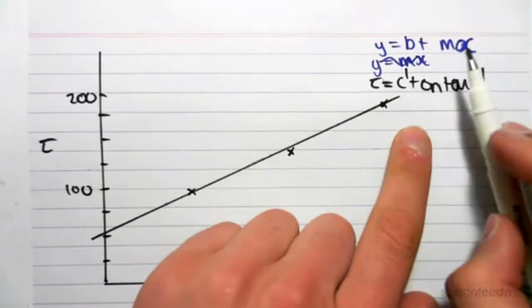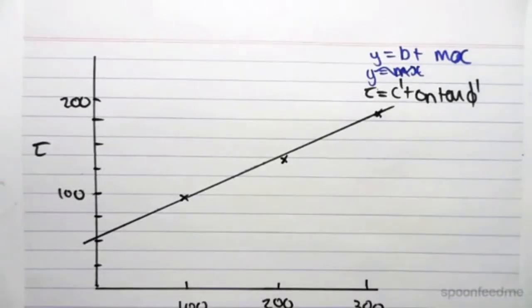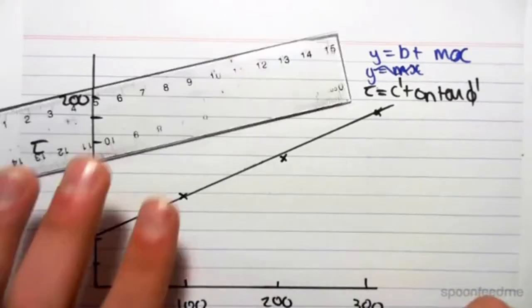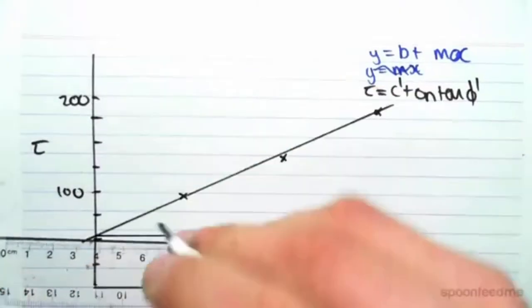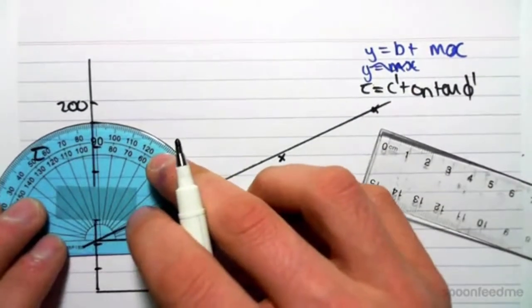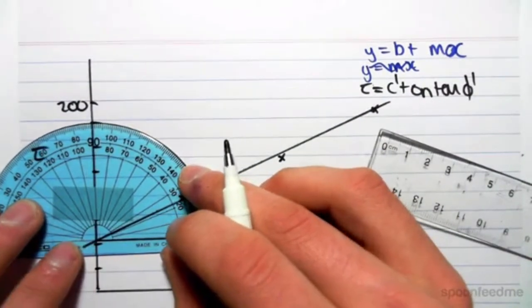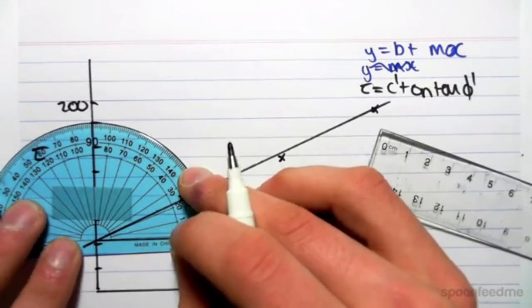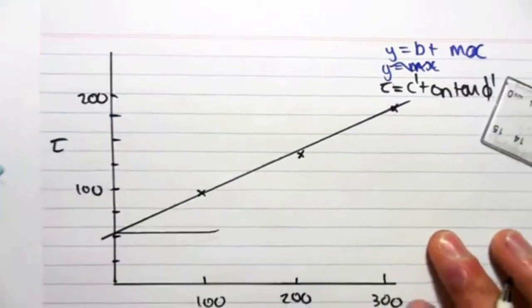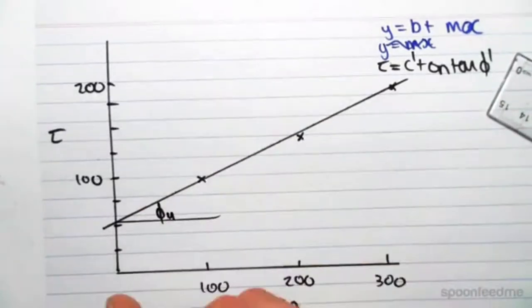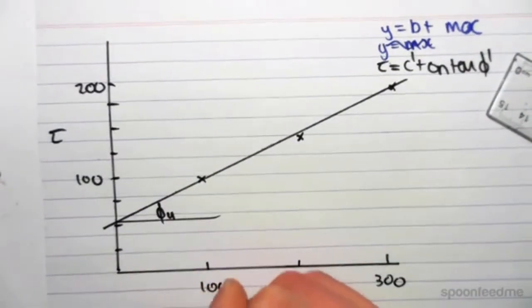So we know that m can be represented by tan phi. So all we're going to do is literally come with a protractor and measure the angle. So we'd measure this angle, and if we measure that angle, it's around 22 degrees. So that is phi. So phi undrained is equal to 22 degrees.